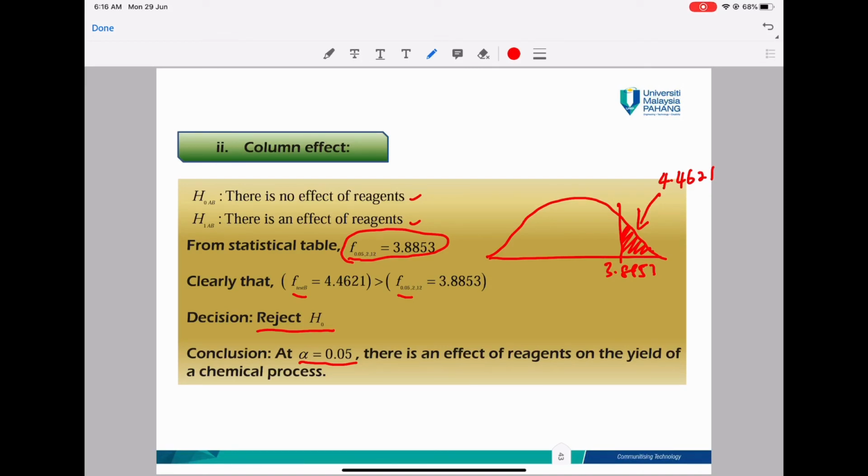So this is how you answer example 4.2 using two-way ANOVA test. I hope all of you can test your knowledge on two-way ANOVA test by answering exercise 4.3.